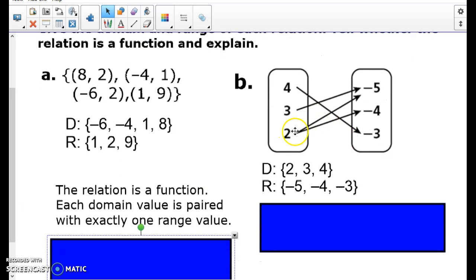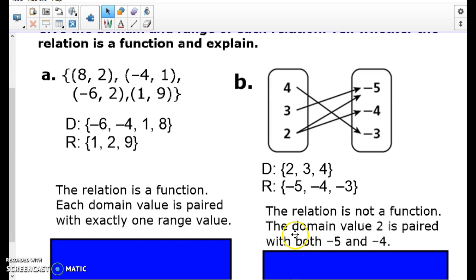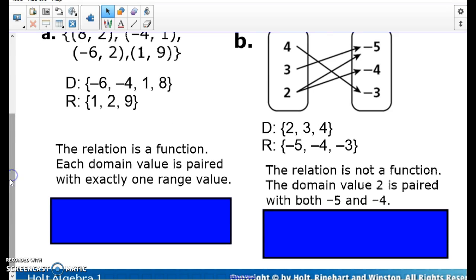Here, there's a problem. This 2 looks like it's going to the -5 and the -4, which means there should be 2 2's here. So this is not a function. The domain value of 2 is paired with both -5 and -4. So there I would just write no, it's not a function, and I would be done with the problem.